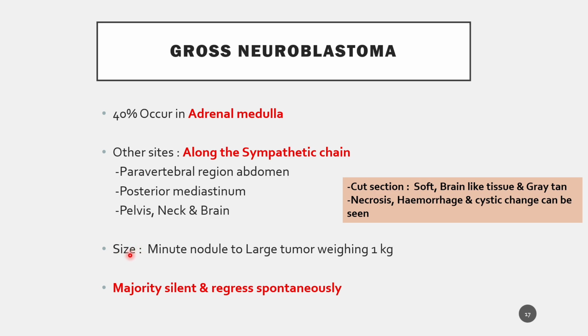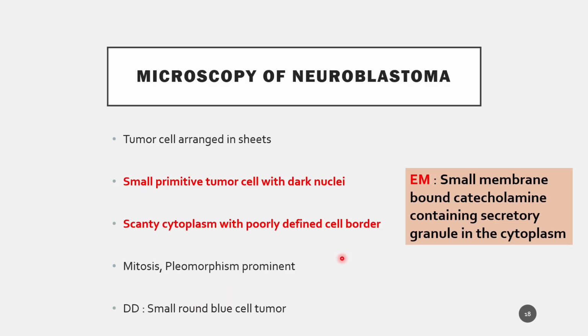If we talk about size, it could be a very small nodule to a very large tumor. Weight may be more than 1 kilogram, right? So it could be a small to large tumor. The size markedly varies, and the weight also. Majority of tumors are silent. They are usually not symptomatic, and they regress spontaneously. So although it is malignant, it can regress spontaneously.